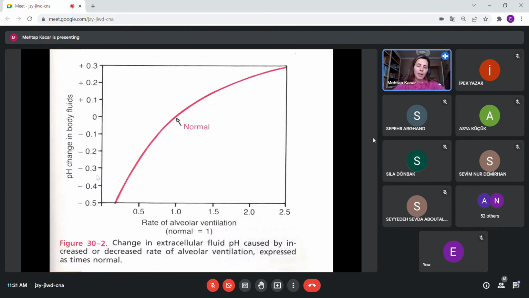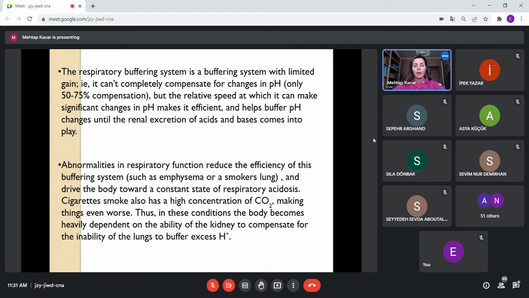And you can see the pH and alveolar ventilation rate relationship. Change in the extracellular fluid pH is caused by increased or decreased rate of alveolar ventilation. A respiratory buffer system is a buffer system with limited gain. It cannot completely compensate for changes in pH. It is only responsible for 50% of compensation. We need another way. Of course, we need kidneys for total compensation.